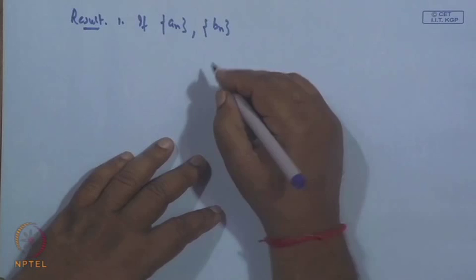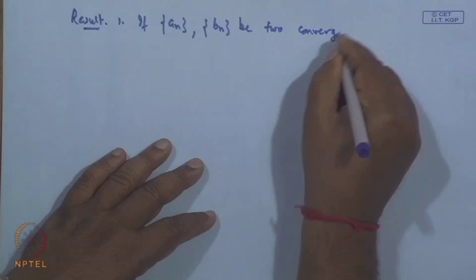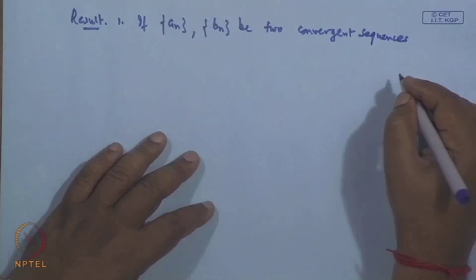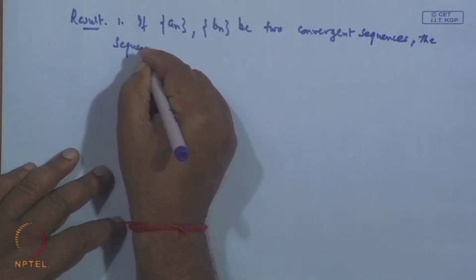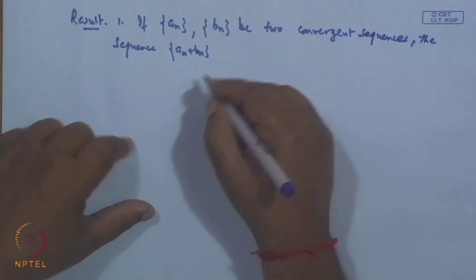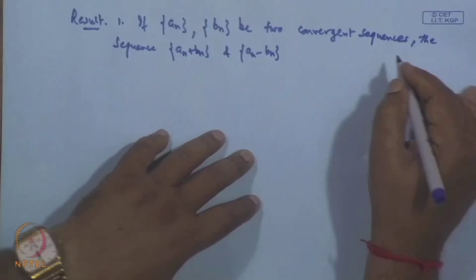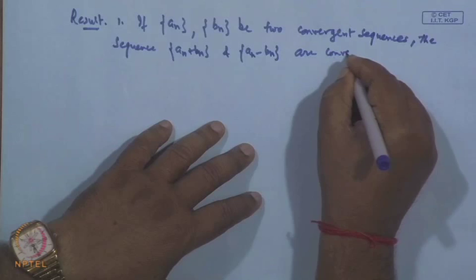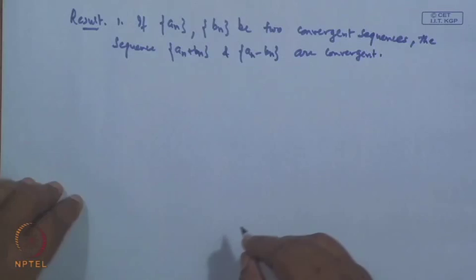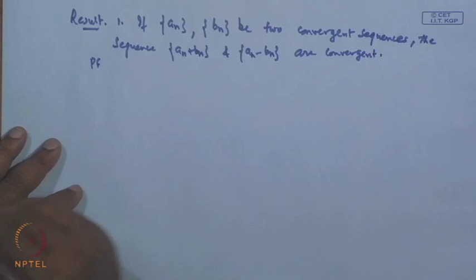be two convergent sequences, the sequence a_n plus b_n and a_n minus b_n, in which the elements are the sum and difference of them, are also convergent. Okay. And this proof is very simple; we just want a_n plus b_n and a_n minus b_n to be convergent.